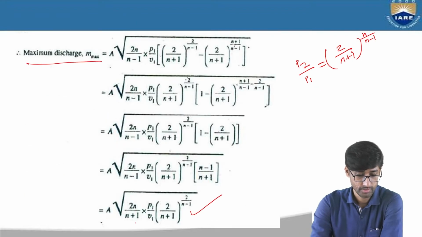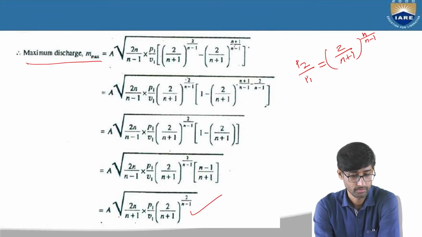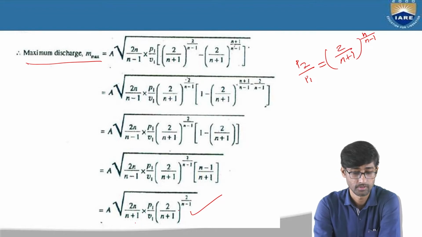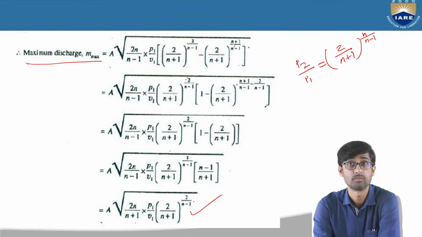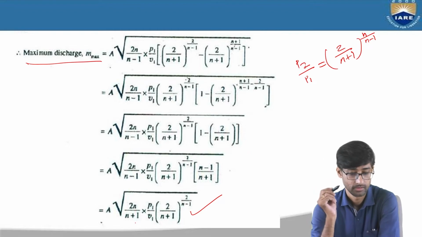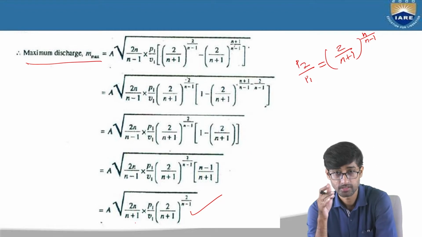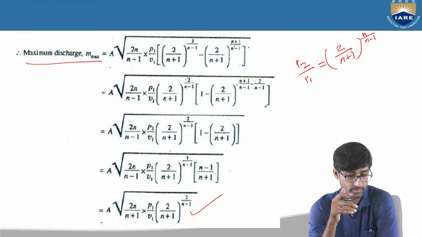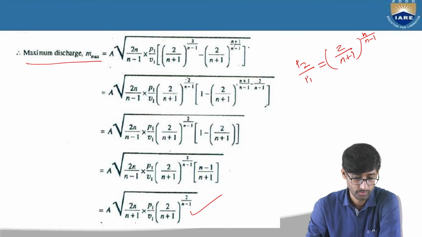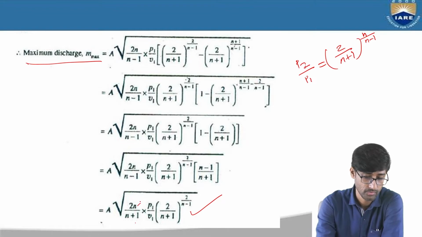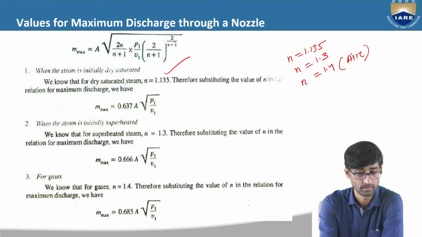If you see in this equation, the maximum mass is equal to the square root of 2n by n plus 1, into P1 V1, to the power of 2 by n plus 1, to the power of 2 by n minus 1. So for different conditions of steam, we substitute the value of n. For dry saturated steam, the n value is 1.135. If you put the value of n equal to 1.135, we will get the value of this answer.